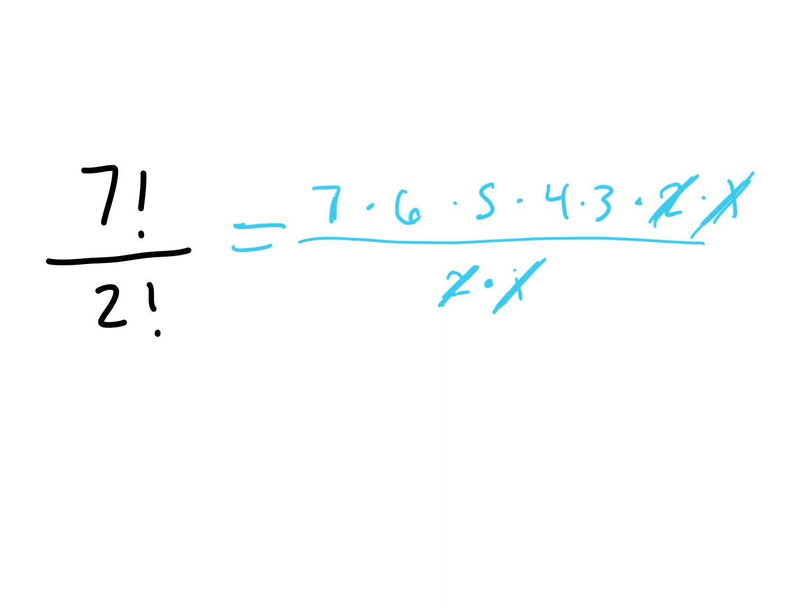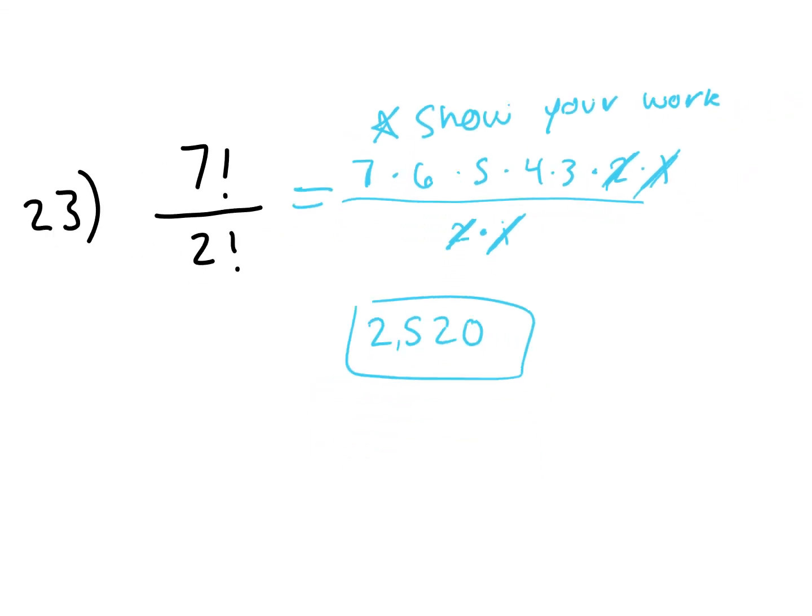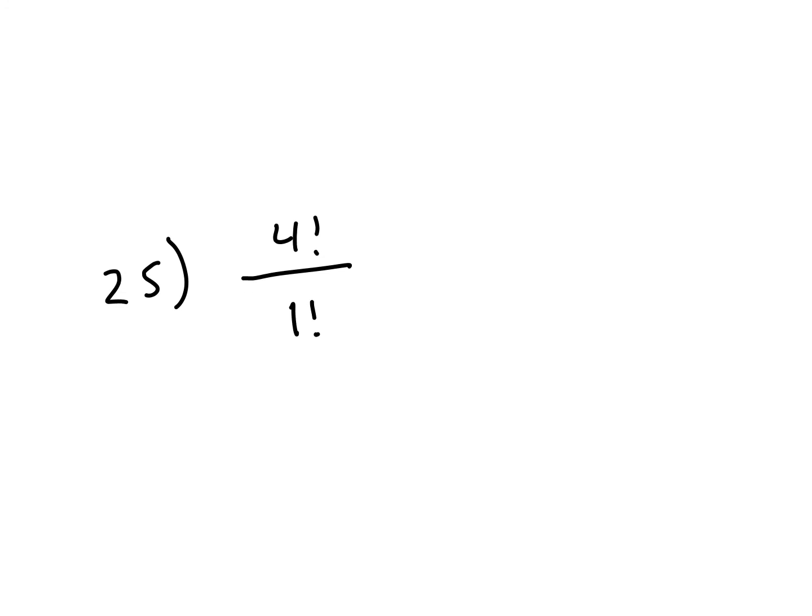So this is when we can use our calculator. So we get 2,520. So I need to see your work. Show your work. So you just got to write it out. Once you write it out, you can just put it in your calculator.